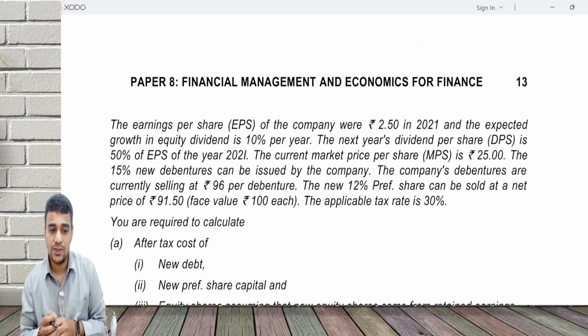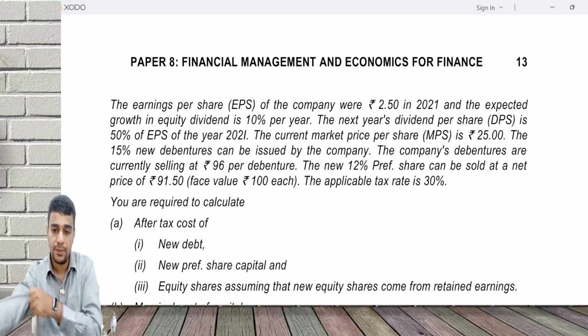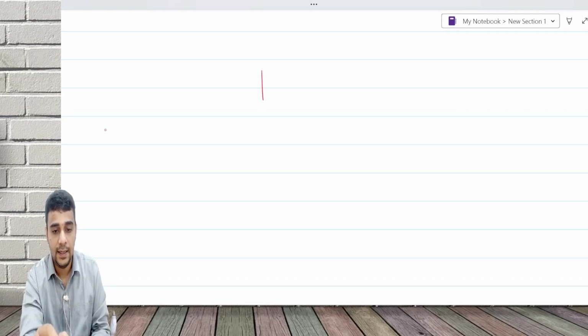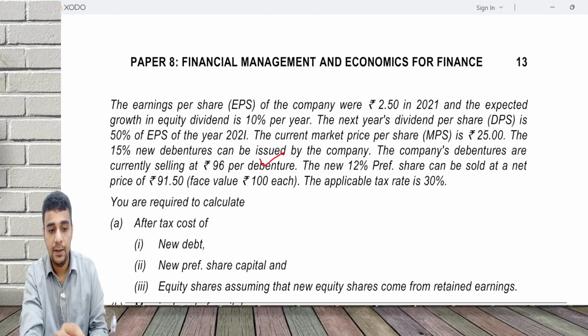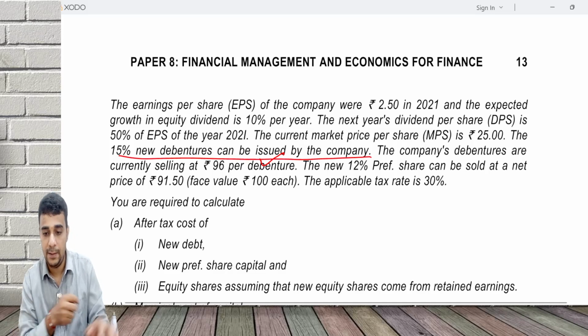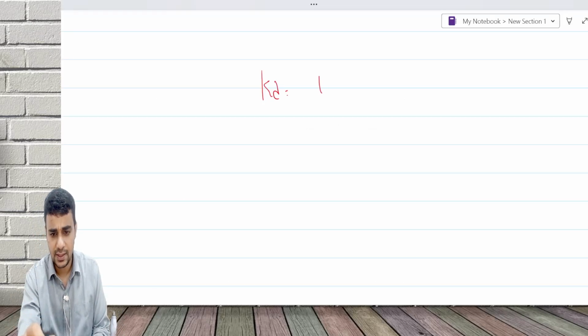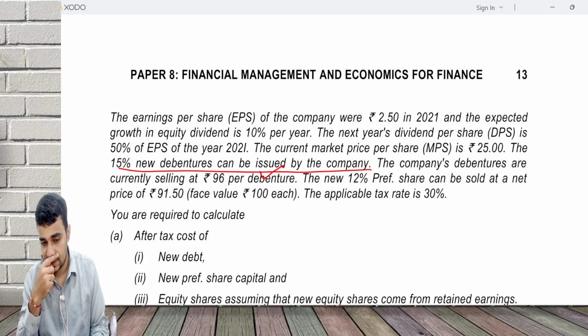So let's start with the cost of new debt, new preference and equity share capital, assuming it comes from retained earnings. Cost of debt, Kd: we'll first check whether it's a redeemable or an irredeemable debt. Currently selling at 96. The company will issue 15% new debentures. Life data is not there. So it is interest after tax by net proceeds. The existing debentures are 15% only, the new debentures are also 15%.